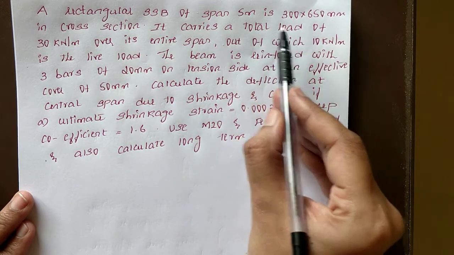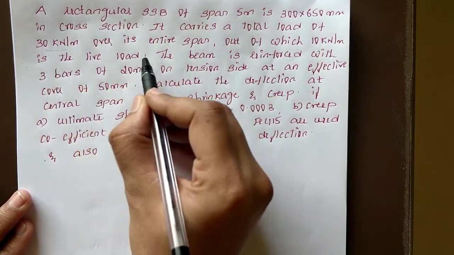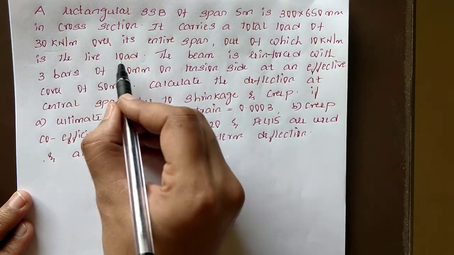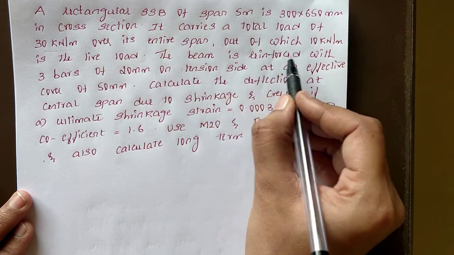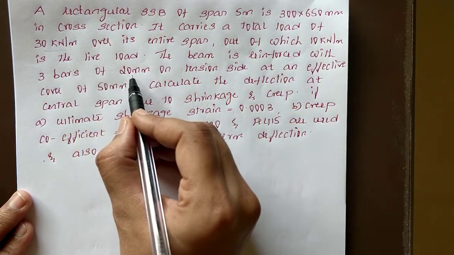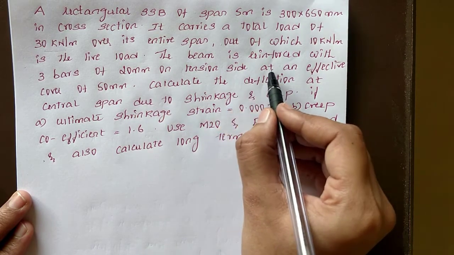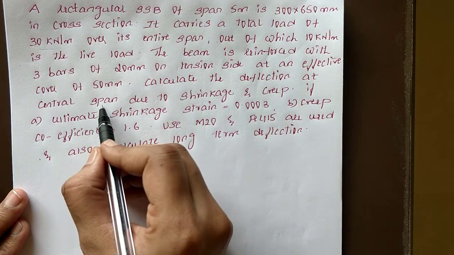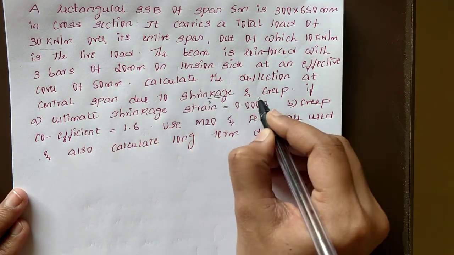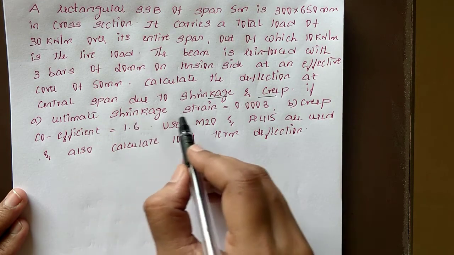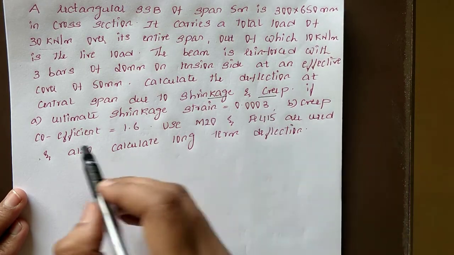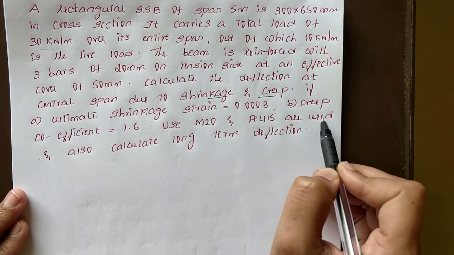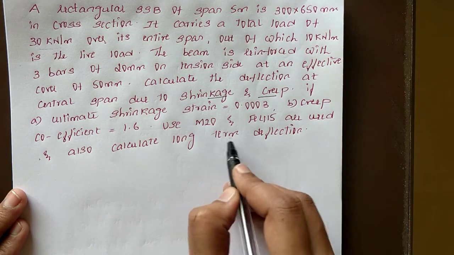It carries a total load of 30 kilonewton per meter over its entire span, out of which 10 kilonewton per meter is the live load. The beam is reinforced with 3 bars of 20 mm on tension side at an effective cover of 50 mm. Calculate the deflection at center span due to shrinkage and creep. If ultimate shrinkage strain is 0.0003 and the creep coefficient is 1.6, use M20 and Fe415. Also calculate long-term deflection.